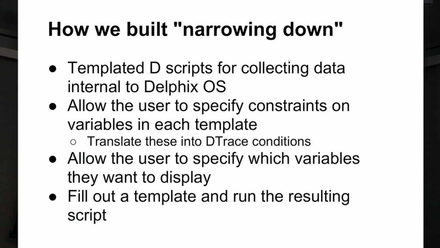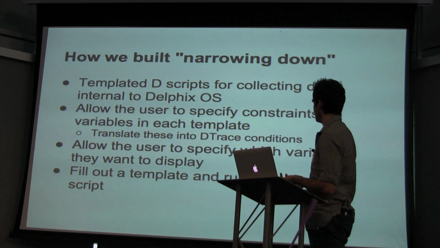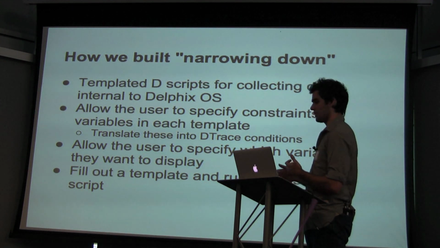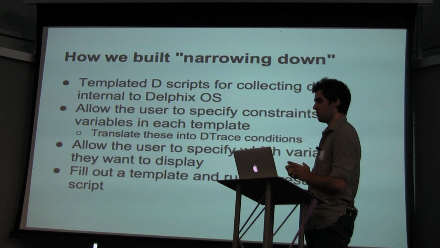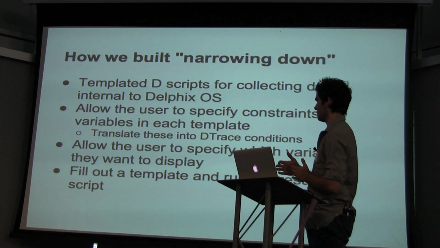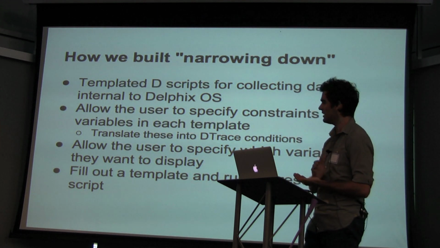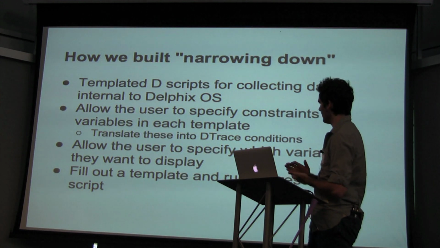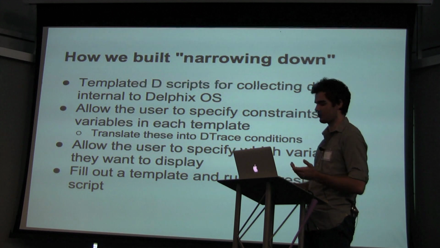So in order to actually build this framework, what we did was basically template DTrace out, as you can imagine. The user specifies the constraints that they care about and the variables that they want to see displayed, basically sliced. And we'll translate those constraints into DTrace conditions. The user also supplies how often they want this data to be queried, and then we'll fill out the template and run the resulting script.